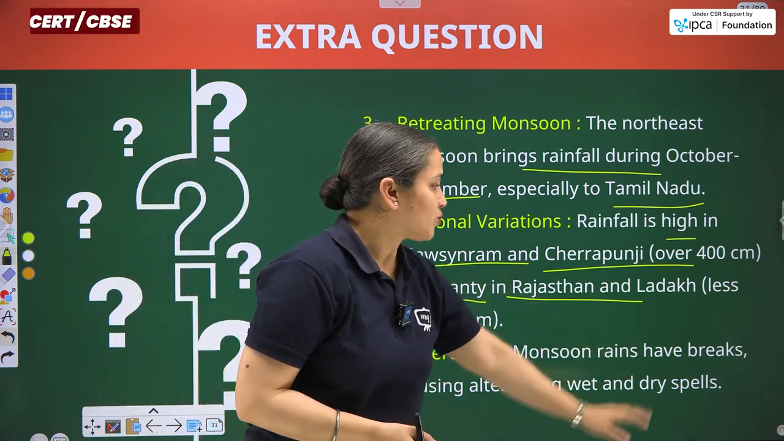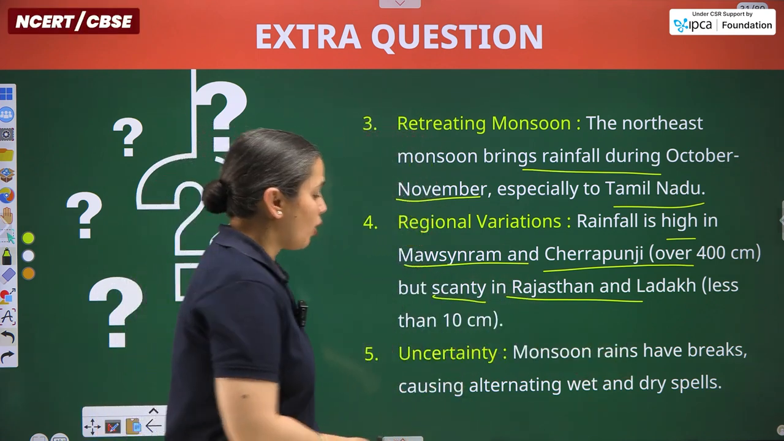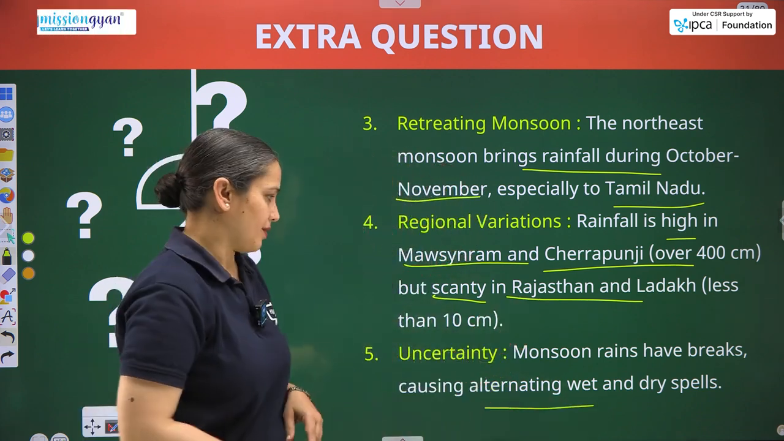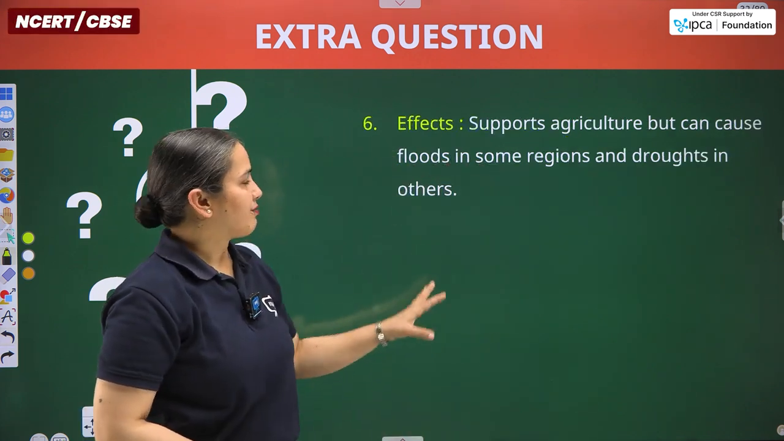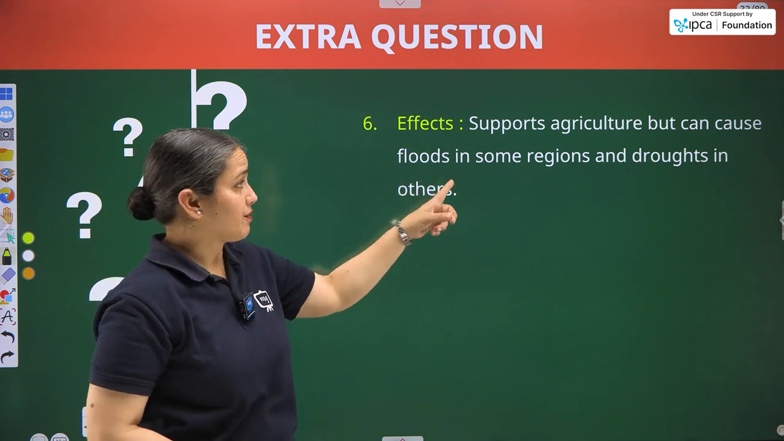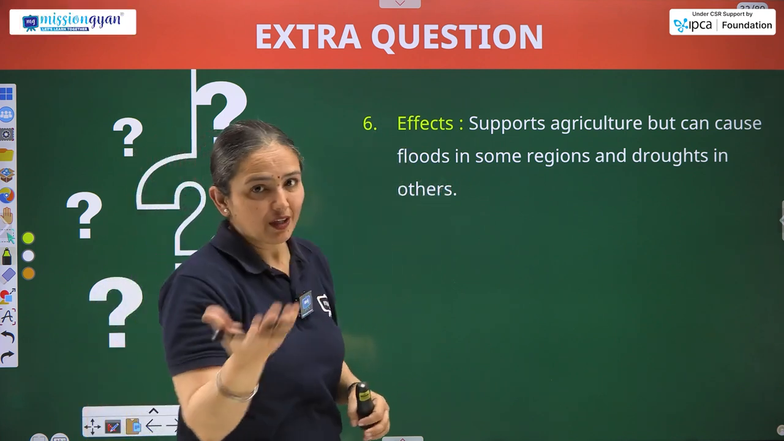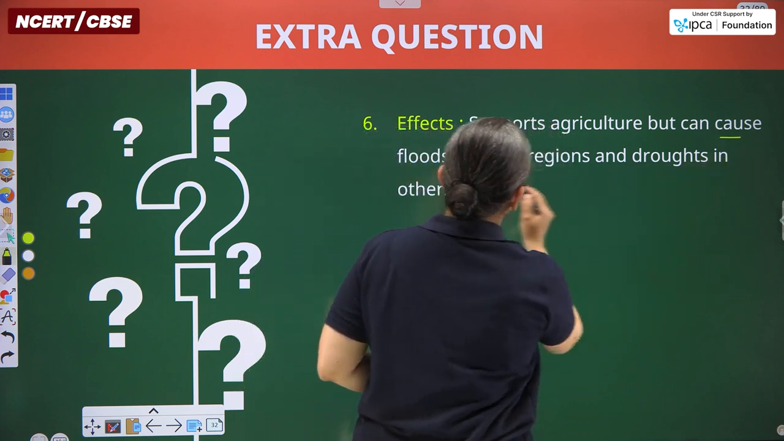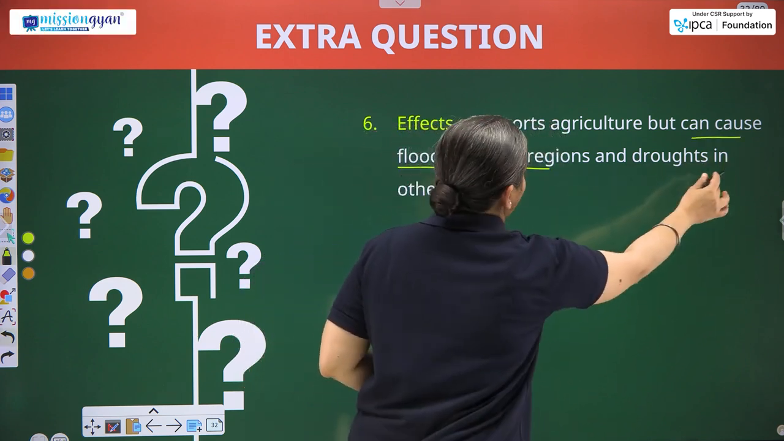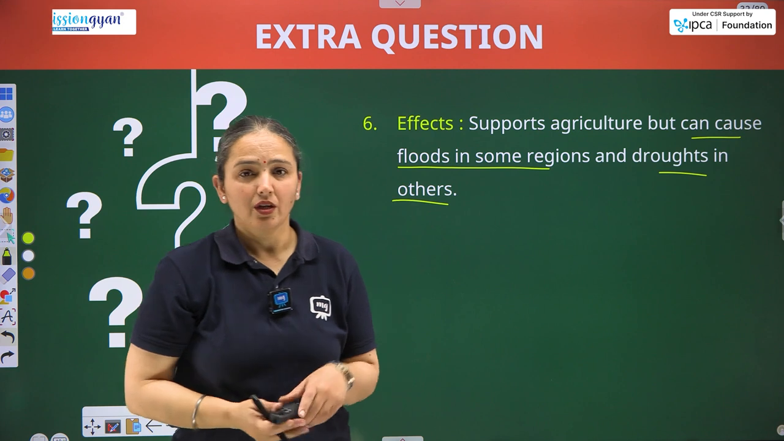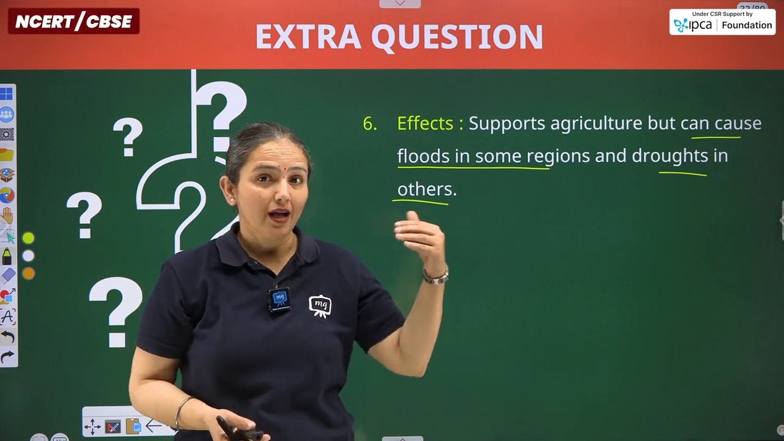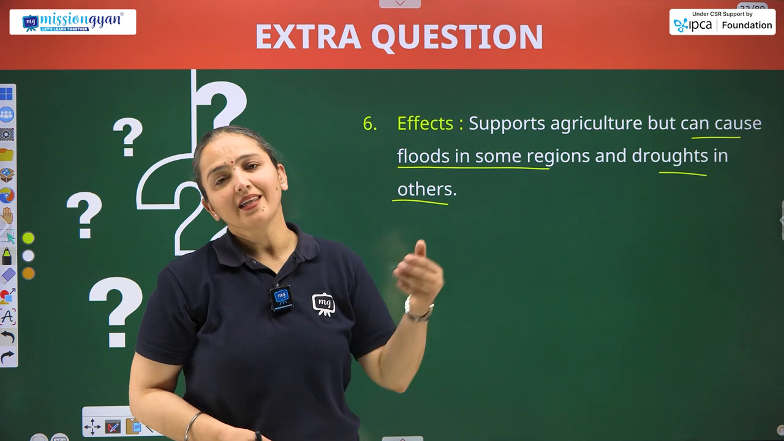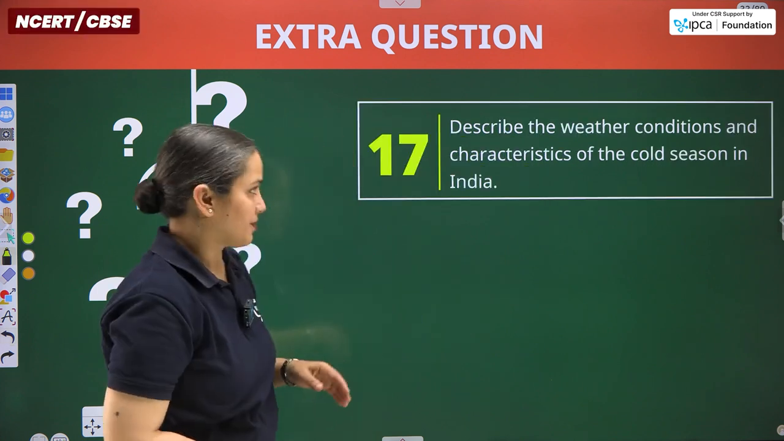Uncertainty: monsoon rains have breaks causing alternating wet and dry spells. That calls for breaks. That was all about the 5 terms. And if we have to talk about the effect of monsoon winds, it supports agriculture but can cause floods in some regions and droughts in others. If the rainfall is high, floods will occur. If rainfall is quite low, then droughts are going to take place.